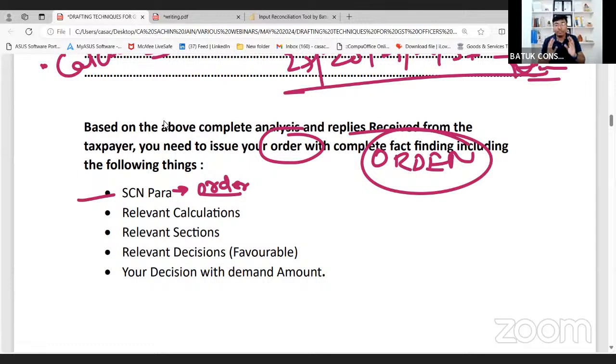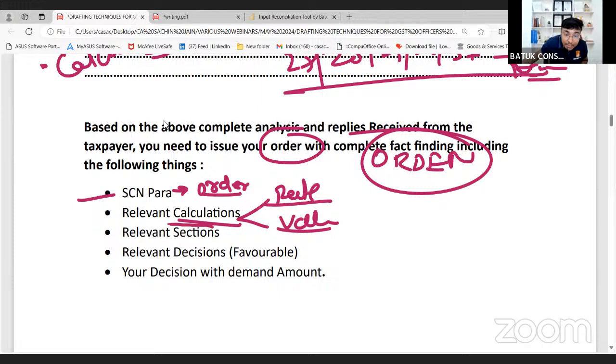Whenever we are preparing the order, we just need to ensure that the SCN para, the show cause notice related para, is to be there and is to be part of your order. Relevant calculation, whether related to rate or value, is to be there. Relevant section का reference is वेरी मच रिक्वायर्ड. बट कई बार क्या होता है, वेल ड्राफ्टिंग द ऑर्डर, हम लोग पूरी की पूरी सेक्शन को ही वहां पर कट कॉपी पेस्ट कर देते हैं.